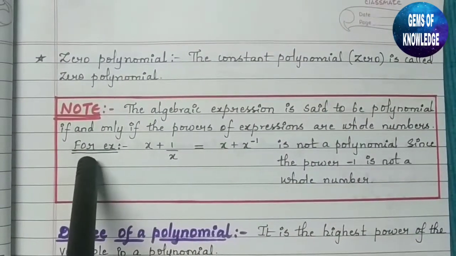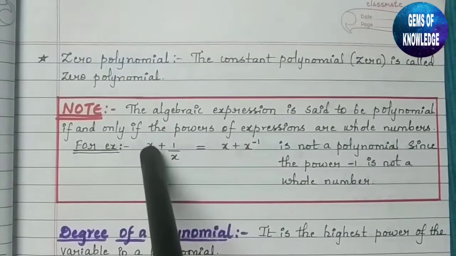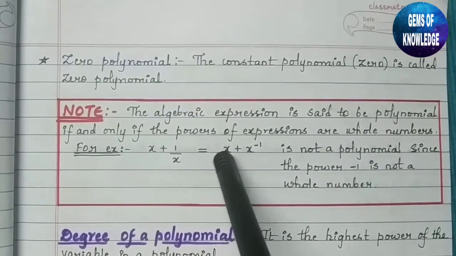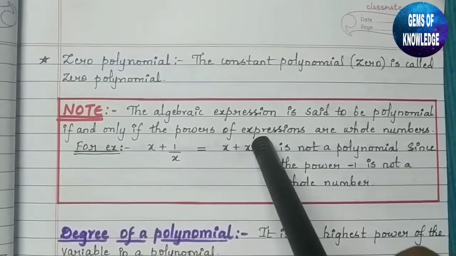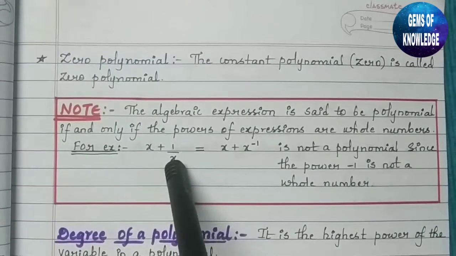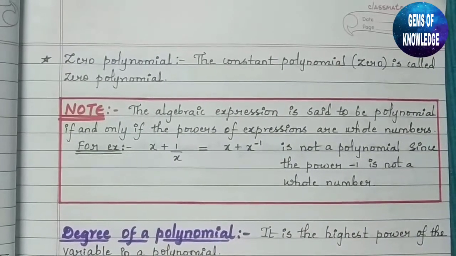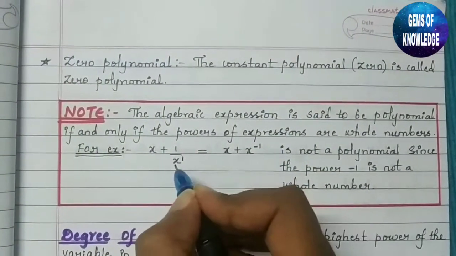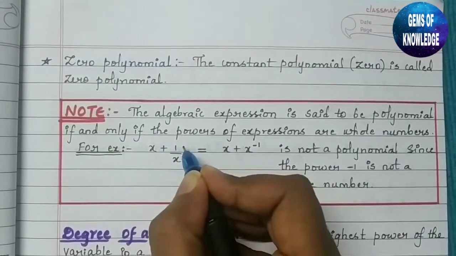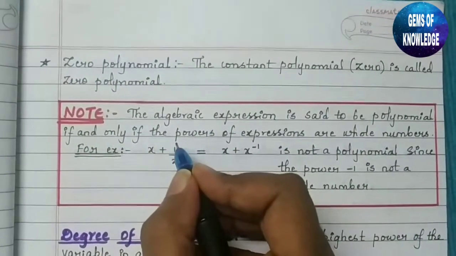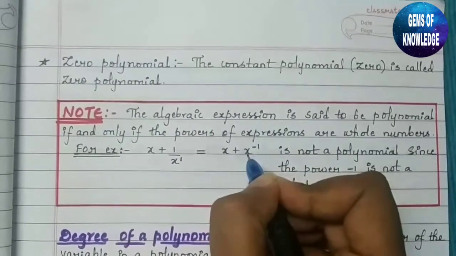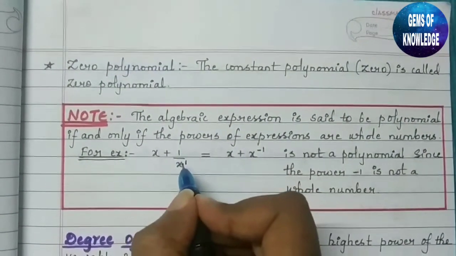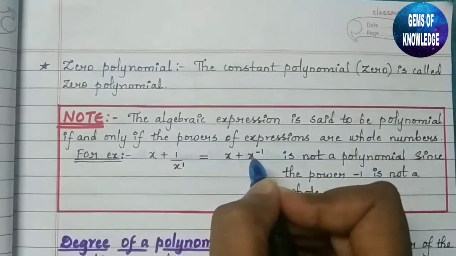So an example is given here. For example, x plus 1 by x. So this 1 by x can be written as x plus x to the power of -1. You can see that this x in the denominator has the power of 1. When you take this x from the denominator to the numerator, it will become x to the power of -1. Instead of +1, here it will become -1.